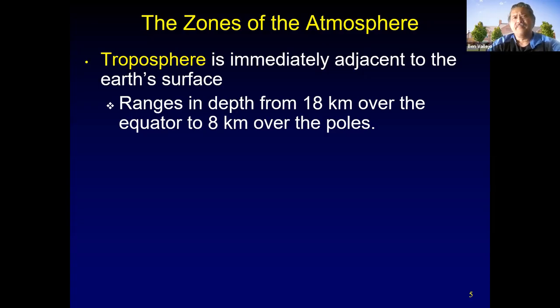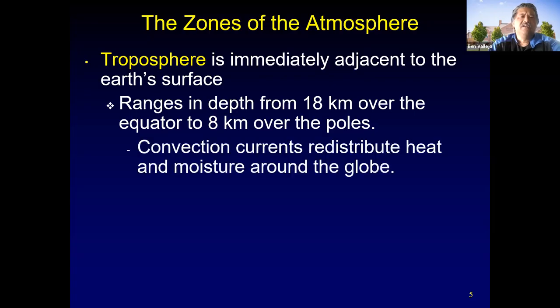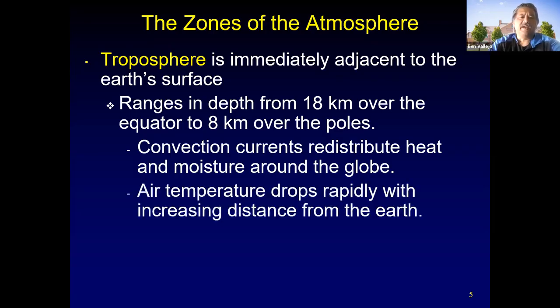So I like to remember it this way: 0 to 10 for the first layer, 10 to 50 for the second layer, and we'll see the second layer in a second. So that's the troposphere. Convection currents redistribute heat and moisture around the globe. We'll see that in several slides that are coming up.